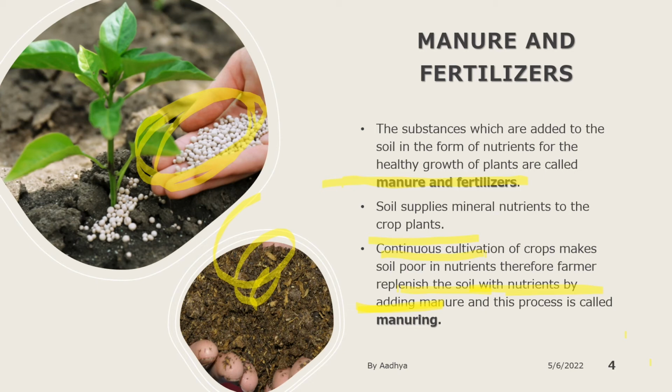When you are continuously cultivating crops, it means that first you have cultivated a crop, that is paddy. Then in the second season you have again cultivated the field with wheat, right? So you are continuously cultivating the crop, right? So what will happen? The nutrients in the soil are used up, so there are no nutrients left and the soil becomes poor in nutrients, so you have to externally add manure, and this process is called manuring.